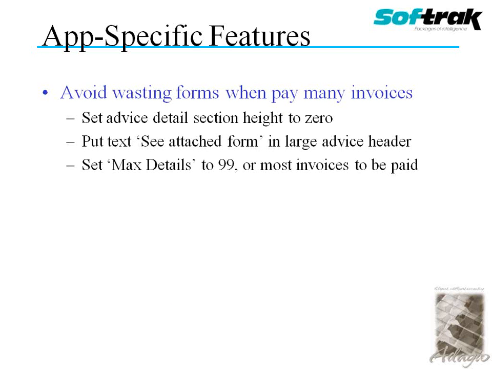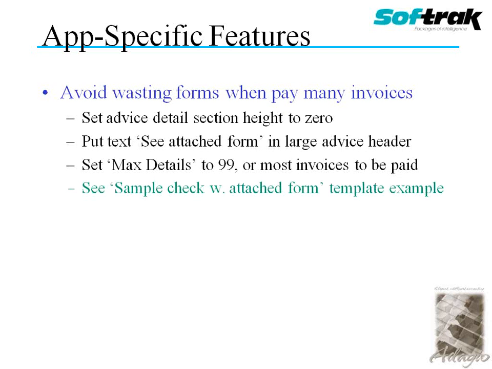Then when it comes time to printing the form, you set the maximum details to 99 or some large number that represents the most number of invoices that you would pay or the most number of distributions you'd put on a cash invoice. The larger the number you put, the slower the performance. So you don't want to put that to 1,000 because that will make your check printing pretty slow. But just make it the largest number that you can. That will be larger than the most number of invoices you would typically pay for your large vendors.